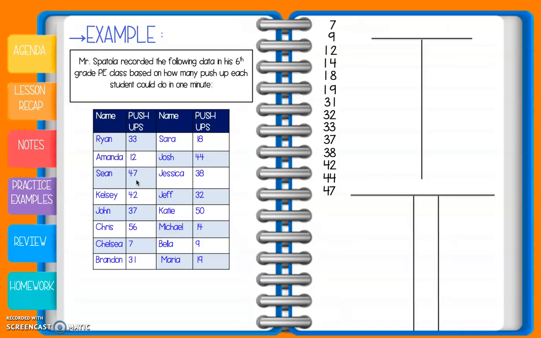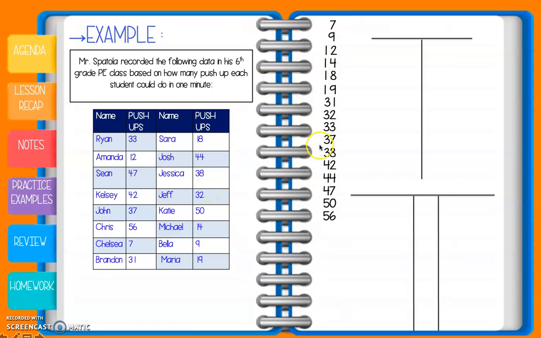And then we're going to move into our 50s. We have a 50 for Katie and a 56 for Chris. And that looks like everybody. Okay. If you have it on your paper, you can mark it off. Also, we can count our numbers and make sure it matches how many are in our data set.